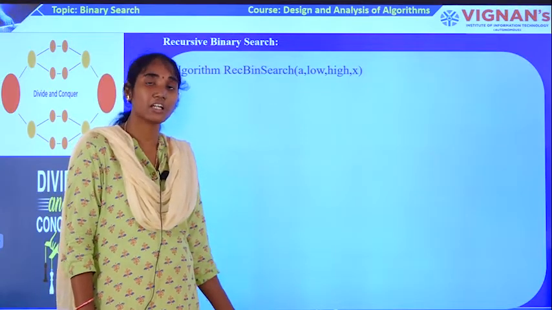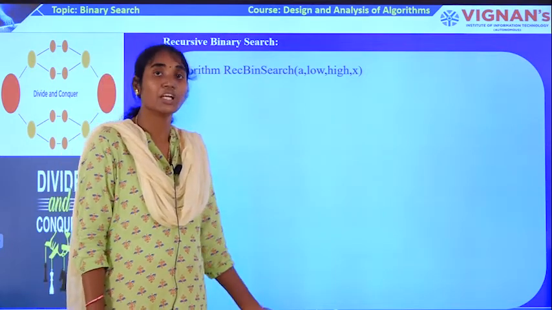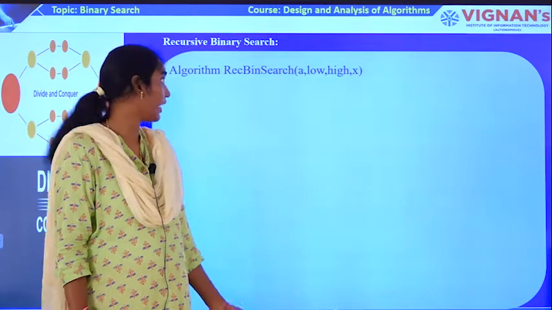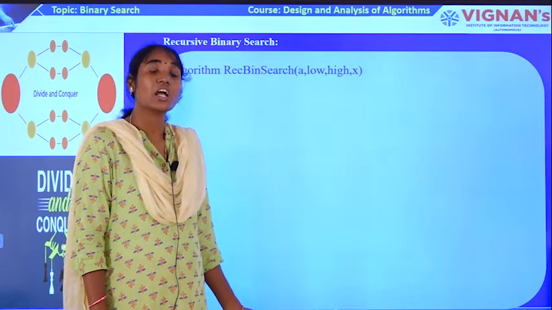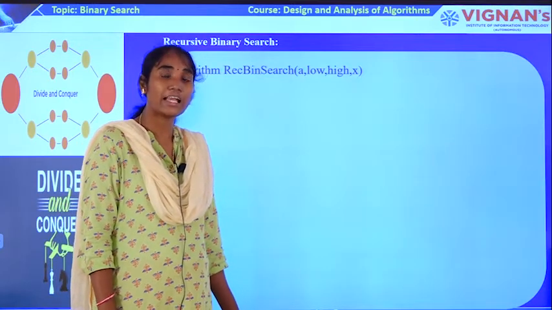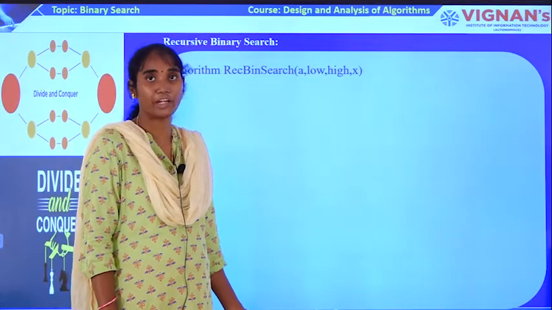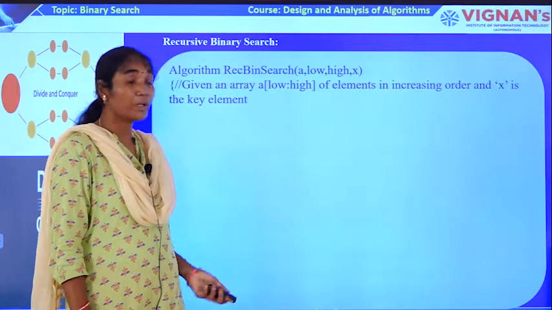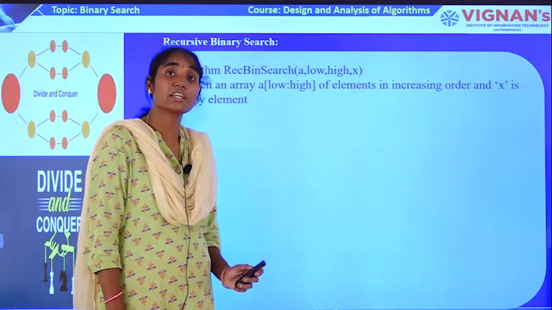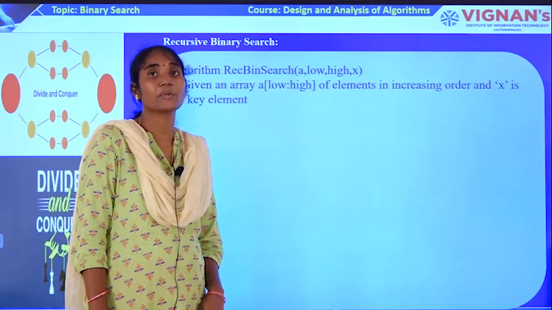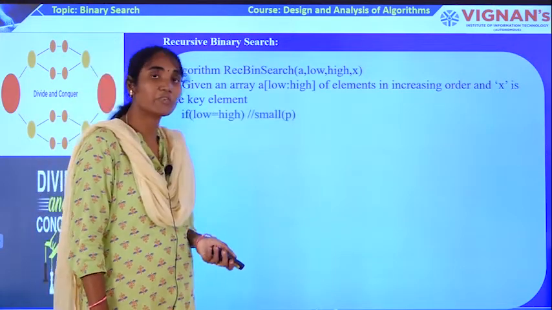So recursion means an algorithm called by itself is called recursion, and this recursive binary search needs parameters a, low, high and x. A stands for the set of elements, which is the list, and low stands for starting index and high stands for ending index of your list, and x is the key element which we are going to find out. Now here given an array a of low to high, which is globally declared, and the elements are in increasing order. As I said, the prerequisite for binary search is the list should be in sorted order, and x is the key element which we are going to find out.